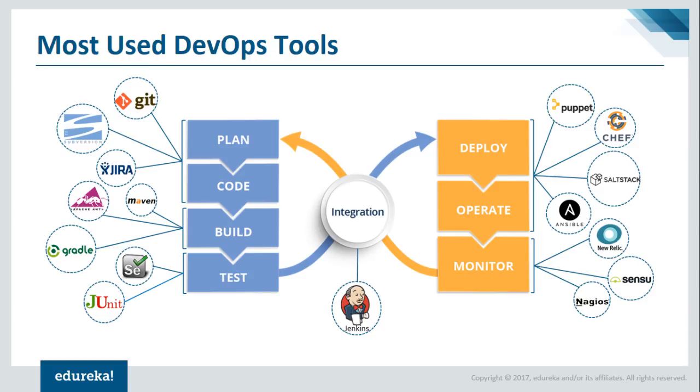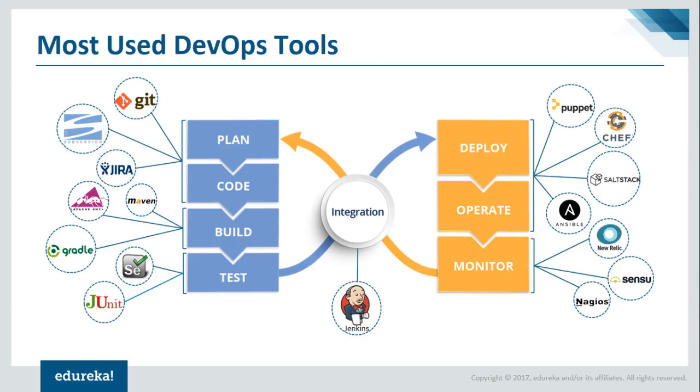So these are the most used tools in the market, and we have different categories. So the same: plan, code, build, test, integration, deploy, operate, and monitor. They are divided over various phases. So for the plan and code phases, we have three different tools: Git, SVN, and Jira. Okay, Subversion is also called SVN, and these three tools are basically version control tools.